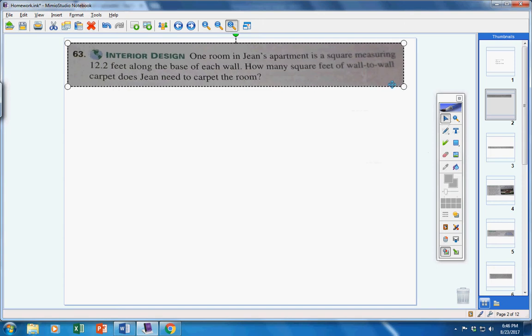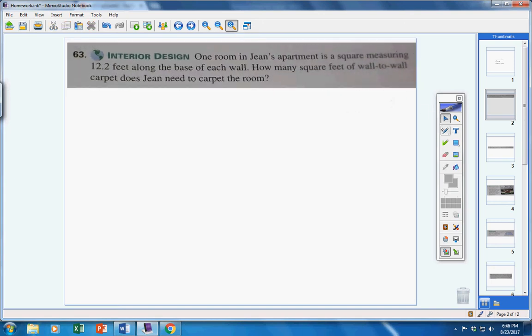Jean has an apartment, and one room is shaped like a square. So she has a square room measuring 12.2 feet along the base. Now, let's think about that. Pretend you're up in the air, hanging from the ceiling, looking down on the floor. It's a square. So if the length of one wall is 12.2, then the length of another side would be 12.2 also, because the room is a square.